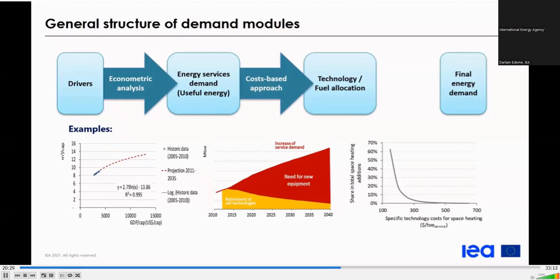And based on a cost-based approach, we will be estimating what type of technology will be deployed. For example, for the lighting need, we could have super efficient LED as well as more basic light bulbs. And based on economic analysis, we can estimate what will be the share of super efficient LED that will be bought by people and what will be the share of more basic lighting bulbs. Each of those technologies, so this diverse portfolio of technology, has different efficiency levels. So we will be able to convert this need for useful energy into a need for final energy based on the efficiency of each equipment.